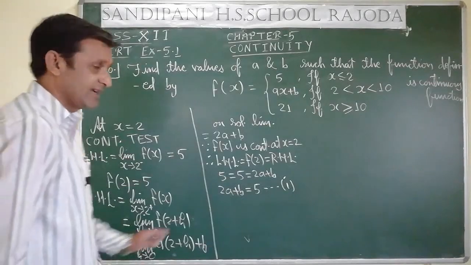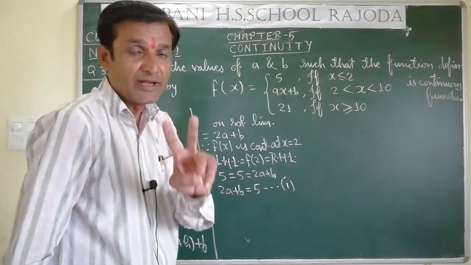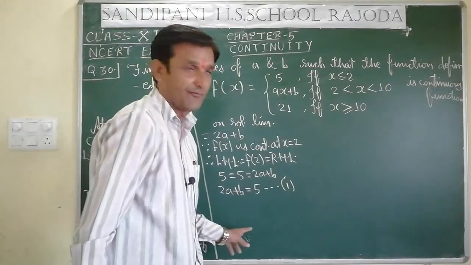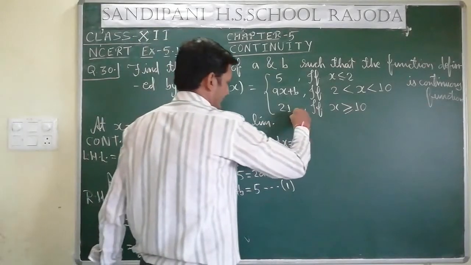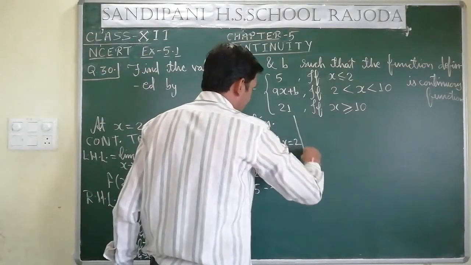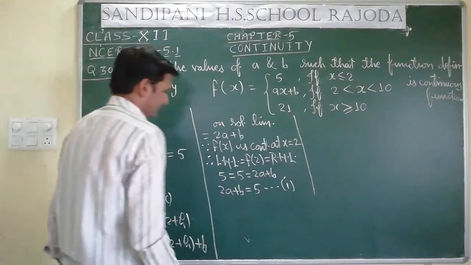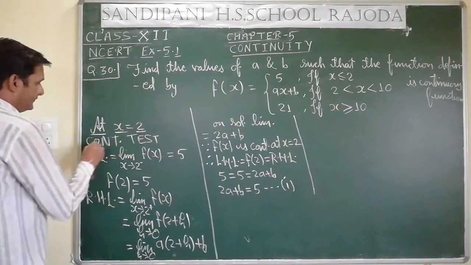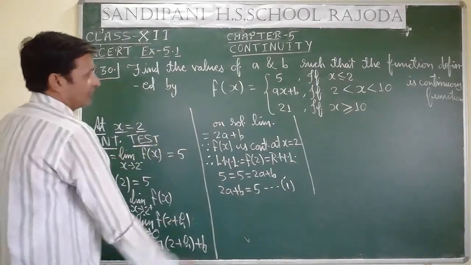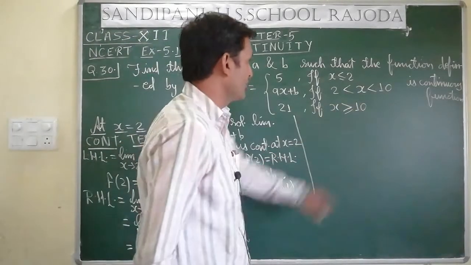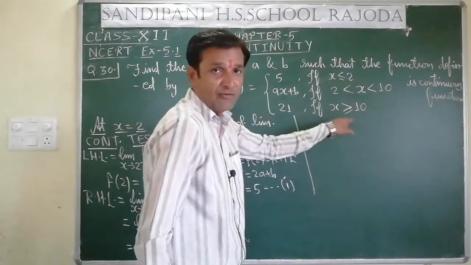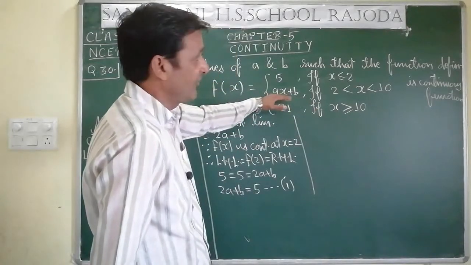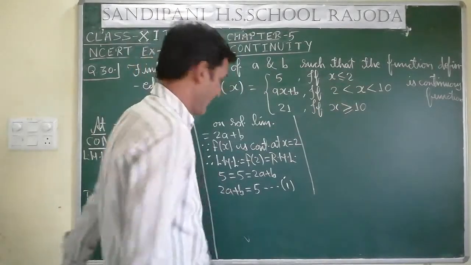Why we have to assign equation? Because we have to find two variables here, a and b. Now this one part is over here. Now see, it is at x is equal to 2, continuity test. Now at x is equal to 10 also we have to discuss the continuity of the function, because at 10 also it is given that it is a continuous function.